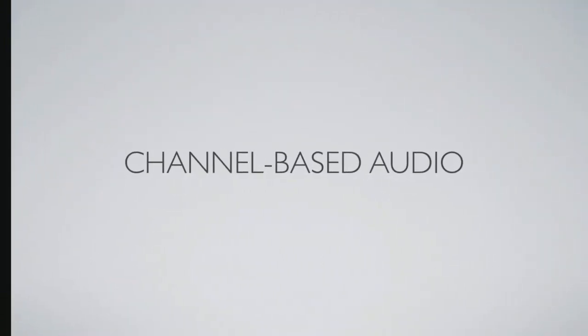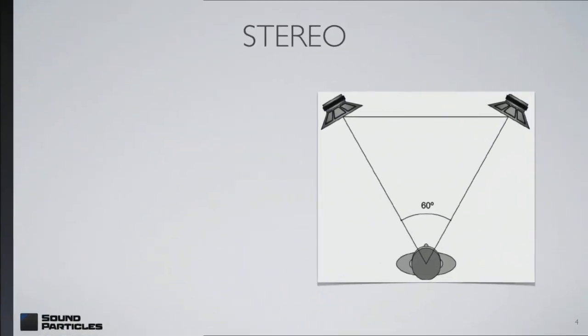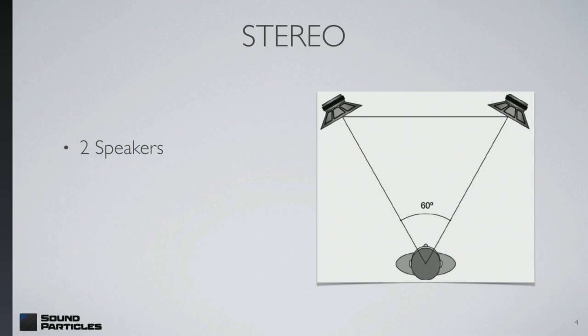So let's start with channel-based audio, beginning with stereo. We have two speakers, and if you place the same audio in both speakers, you get a phantom image, and your brain is going to think that the sound comes from the front. If you start changing the gains in each one of those speakers, this phantom image starts to go from left to right and right to left.